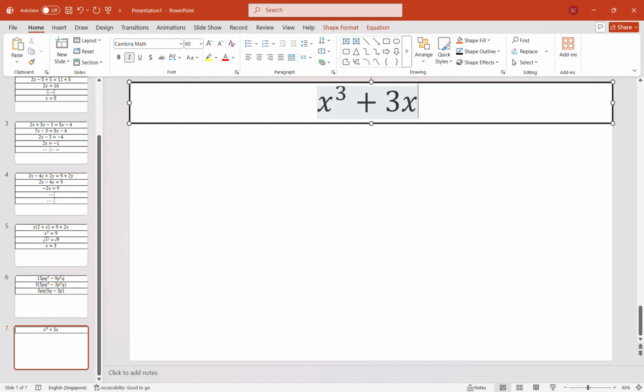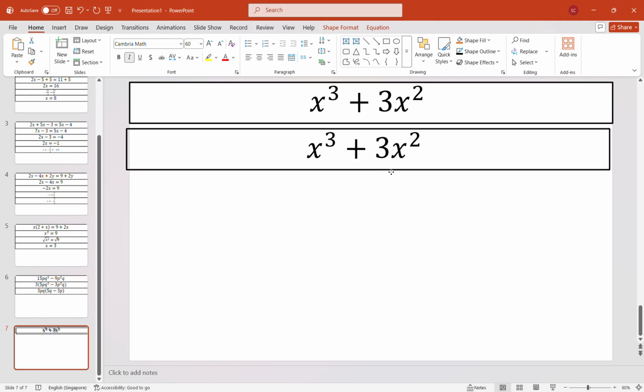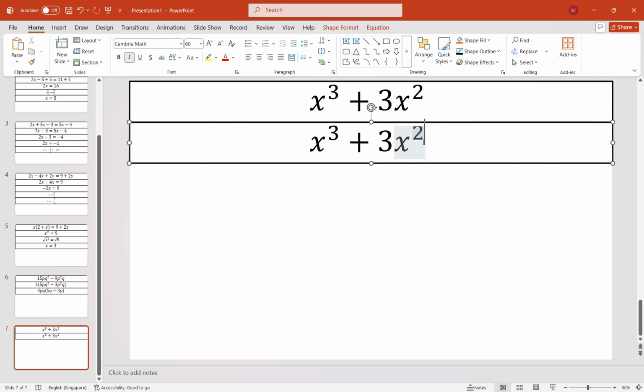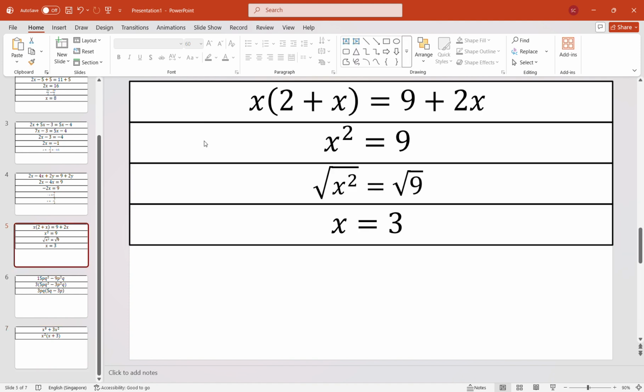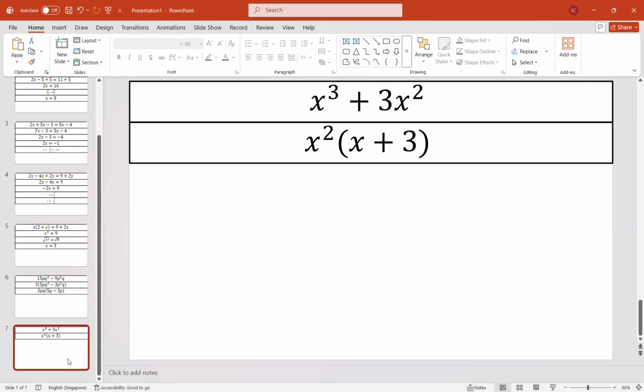Okay, now, how do we factorize this? Well, it's easy. You just have to factor out x squared from both terms, leaving us with x squared (x plus 3). So this is an example of the distributive property and solving basic quadratic equations.